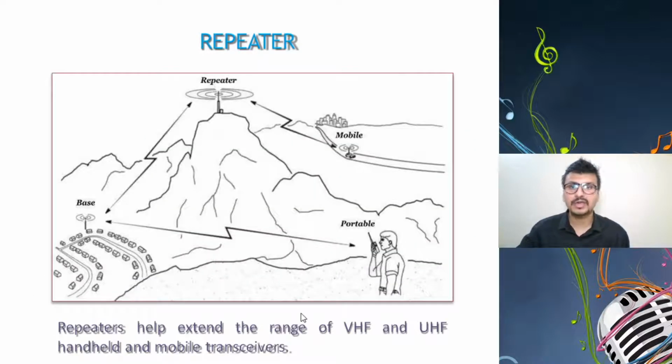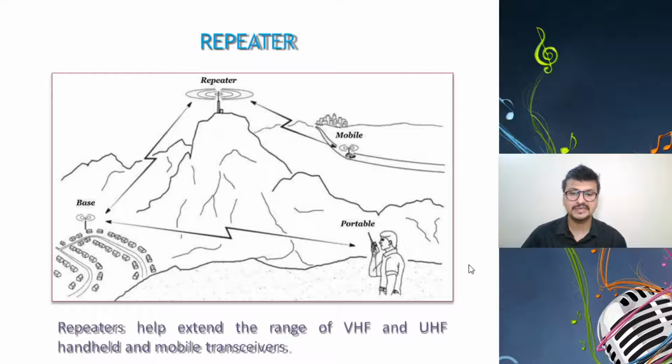Coming to the fourth one, that is a repeater. In this repeater section, you can see there's a small diagram. The diagram has a repeater. It has a mobile at the back side of the diagram. Some houses are there, and on the bottom right side, there's a person portably talking to the base people, and there's a base station, on the bottom left side you can see the base. So the main word here is repeater.